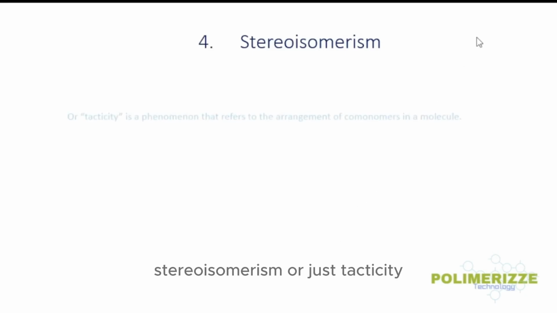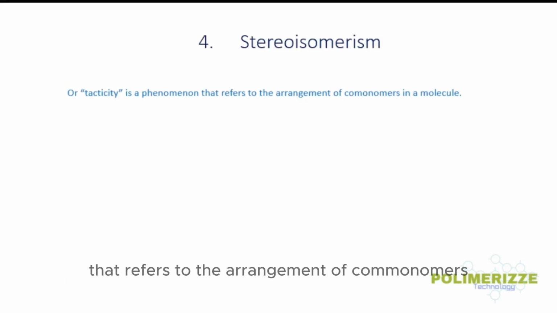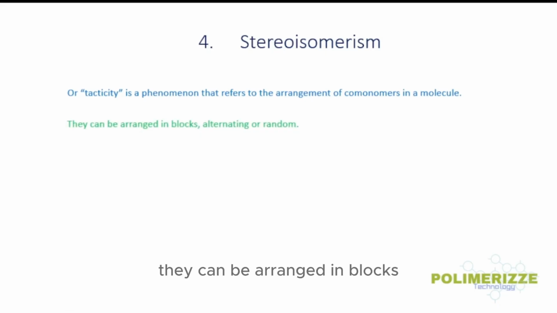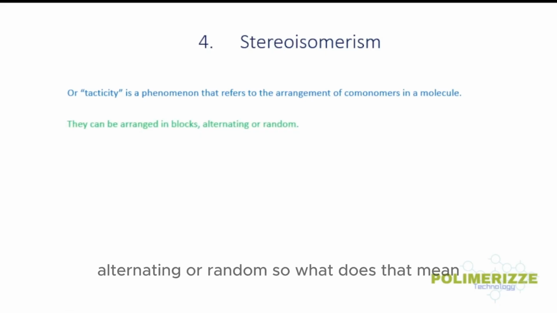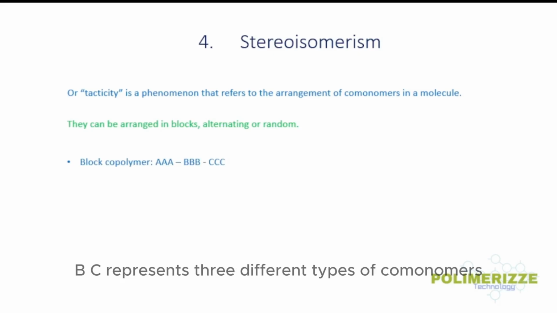Stereoisomerism, or just tacticity, is a phenomenon that refers to the arrangement of comonomers in a molecule. They can be arranged in blocks, alternating, or random. So what does that mean? Let's take the example of a block copolymer. Let's suppose the letters A, B, C represent three different types of comonomers.